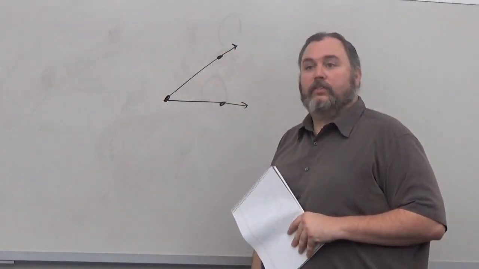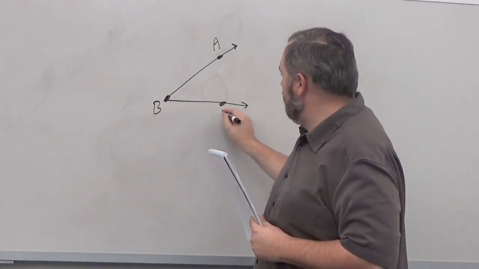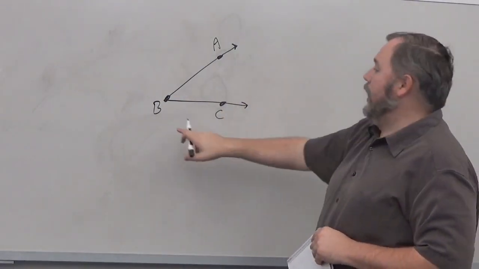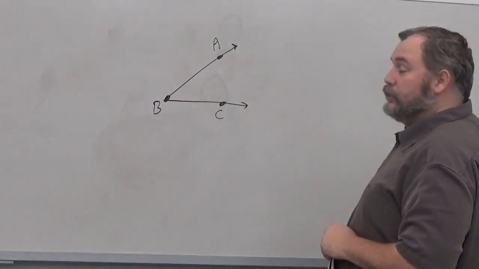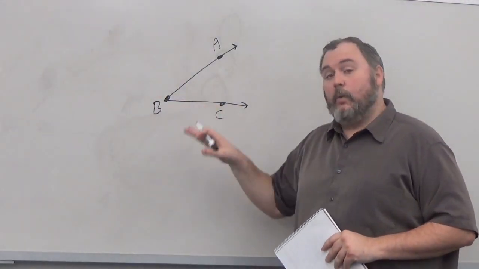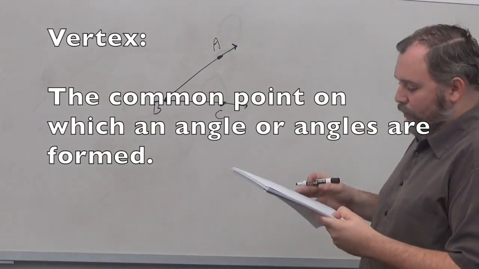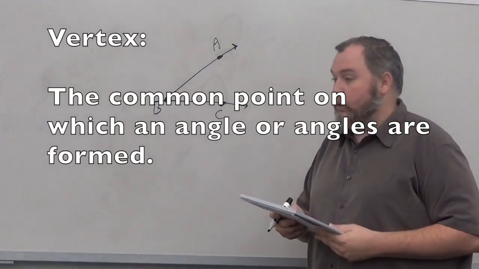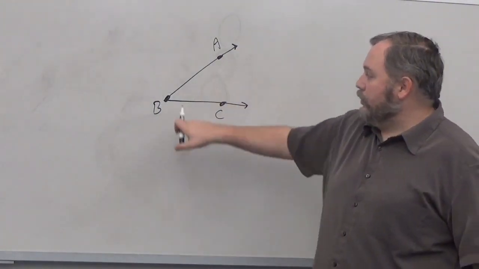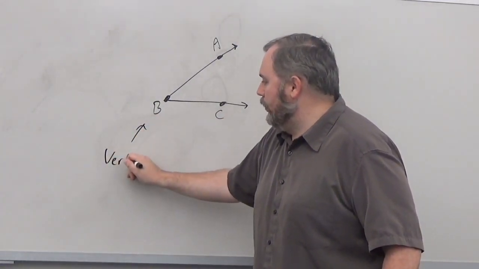And we're going to name these points. And for the sake of time, we're just going to go A, B, C. So I have 2 rays. I have ray BA going all that direction. I have ray BC going all this direction. And together, they have a common point, which is B. Which brings me to my next point. Vertex. It is the common point on which an angle or angles, notice I can make more angles, are formed. So these 2 rays are connected here, and so this guy is what we call the vertex.